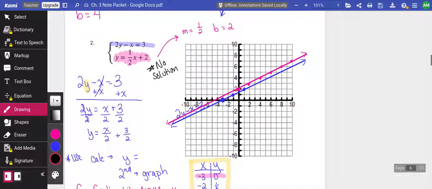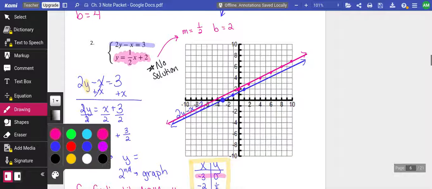If the lines are the same line, then we have infinite solutions because every single point is the solution. But right here, these lines will never touch. There is no solution. However, I'm not finished because I never labeled my lines. Let me label my pink line. y equals 1/2 x plus 2.